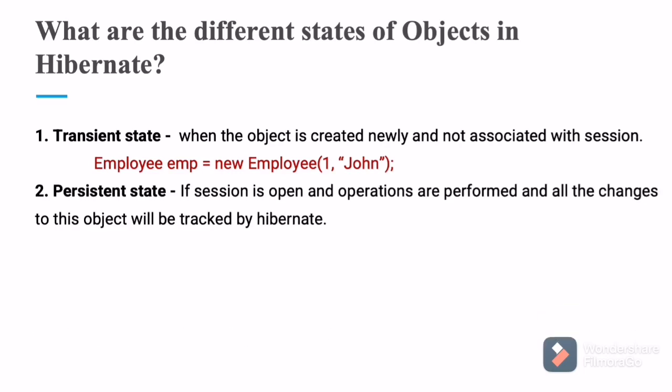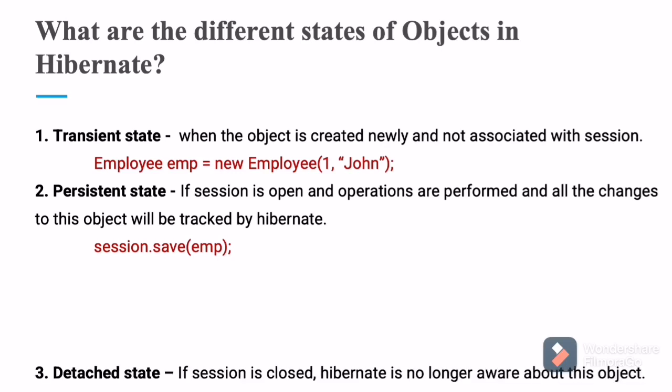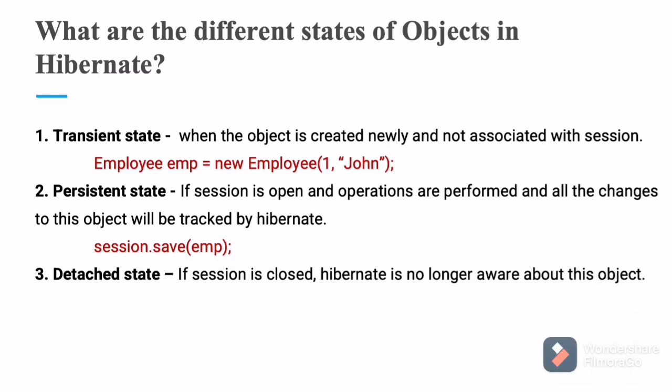Then persistent state. If the session is open and operations are performed, then that object will be in persistent state, and all the changes to this object will be tracked by Hibernate now. So here by using the session object we are doing a save operation, save of emp. So now this object will get tracked. Then detached state. If the session is closed, then Hibernate will no longer know about this object. So if you perform session.close, this object will come to detached state.